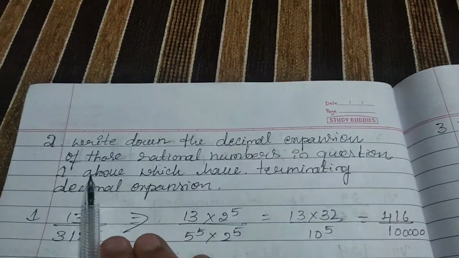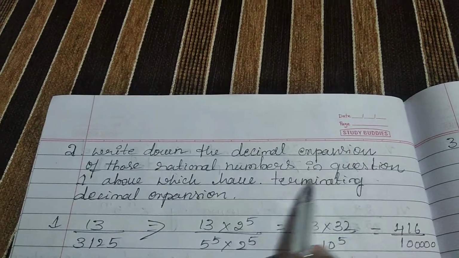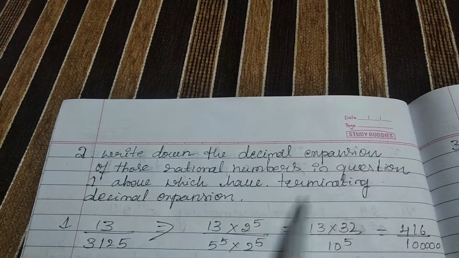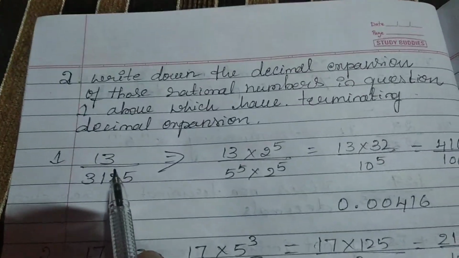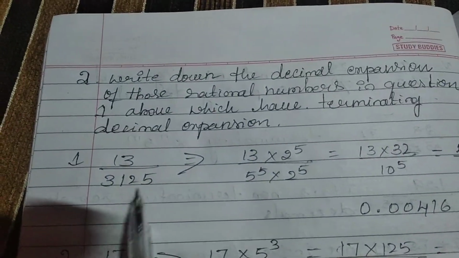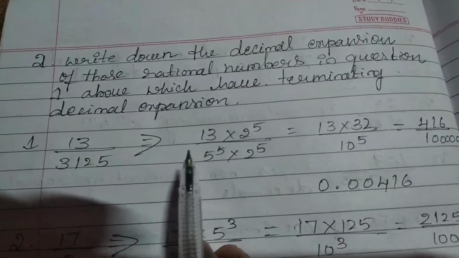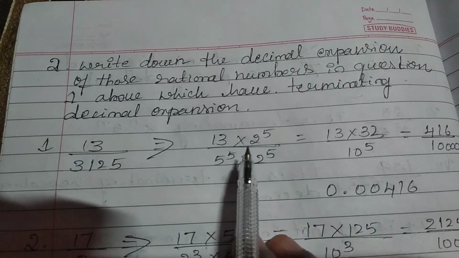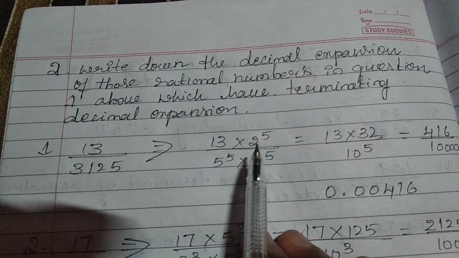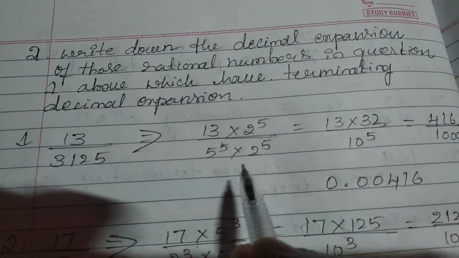Write down the decimal expansion of those rational numbers in question 1 which have terminating decimal expansions. Now we need to write the decimal expansion, how it would be. So we got 13 by 3125. How do you write it as a decimal expansion? So 13 by 5 to the power of 5, we will multiply by 2 to the power of 5. Why are we going to multiply by 2 to the power of 5?